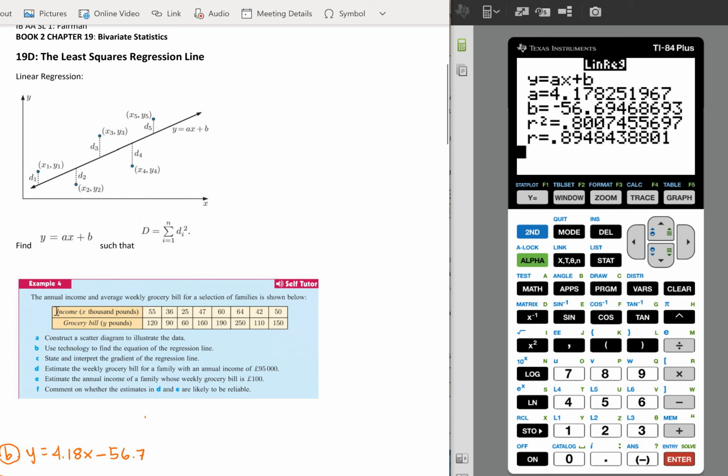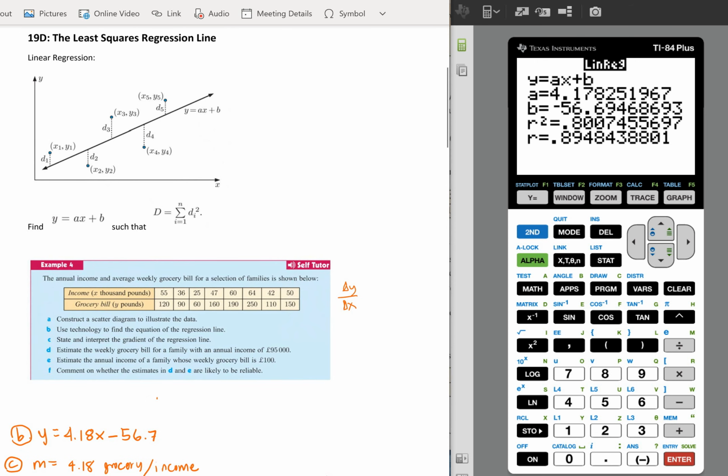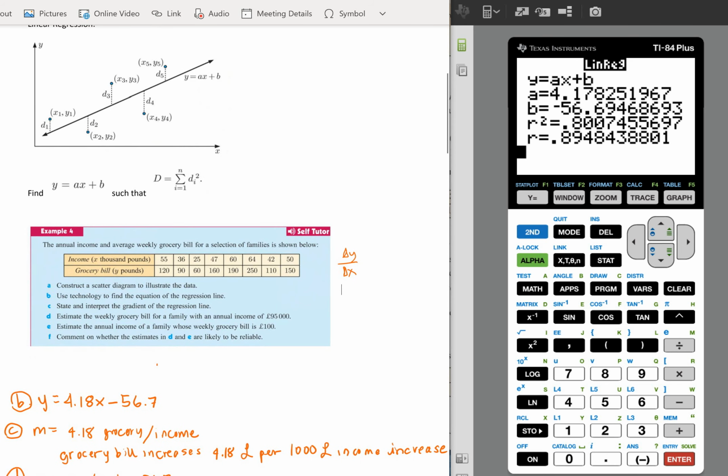So look at the y value and the x value. Remember that your slope is the change in y over your change in x. In this case, it's going to be the change in the grocery bill over the change in income. Since this is 4.18, that's our pounds over 1, but that's in thousands of pounds. So M is 4.18, which is grocery per income. If I'm explaining it, I would say that the grocery bill increases 4.18 pounds for every 1,000 pound income increase. Remember, that's just based on the information they told us, that this is in thousands of pounds, not per 1 pound.